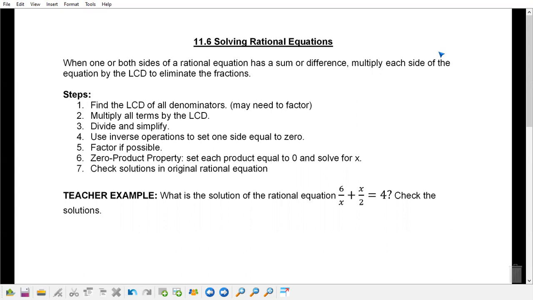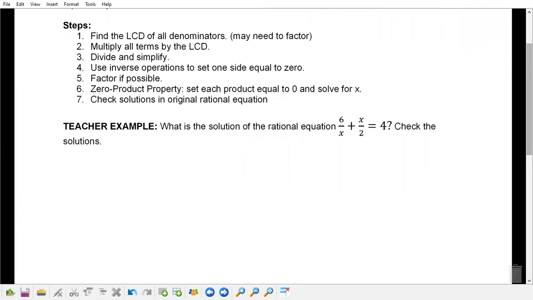So the steps that we follow: step one, we find the LCD of all denominators, and we may need to factor before doing so. We multiply all terms by the LCD, and then we divide and simplify, okay? Use inverse operations to set one side equal to zero. We factor if possible or necessary. Then we're gonna use the zero product property, which means that we set each factor equal to zero and solve for x, okay? Then step seven is check solutions in the original rational equation. All right, so we're gonna go through those steps very detailed in this teacher example. Now, the rest of the examples, we're gonna kind of work regularly, but in the teacher example, we're gonna go pretty detailed. So we're gonna follow step one.